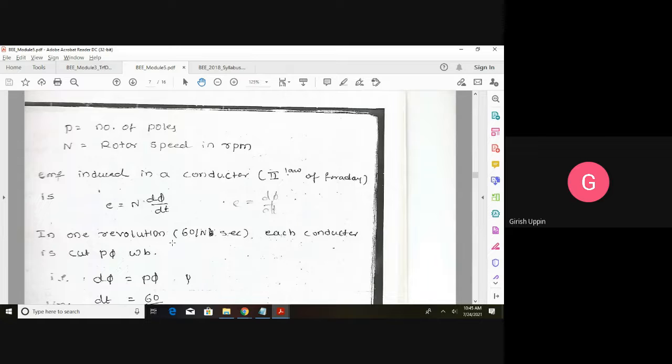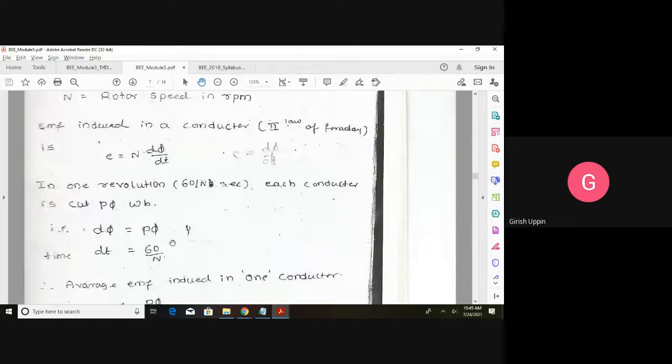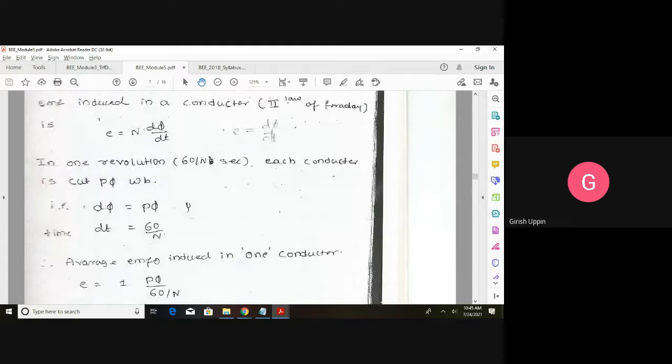In one revolution, that is 60 by N seconds, each conductor is cut by P into φ Weber. Suppose there are four poles. In one revolution, each conductor will go through all the four poles, and each pole is having φ. So if P is the number of poles, how much flux is cut by the conductor? P into φ, in one revolution. So dφ is equal to Pφ. This is the total flux cut by the conductor. And how much time will it take? 60 by N. That is the time it takes to make one revolution.